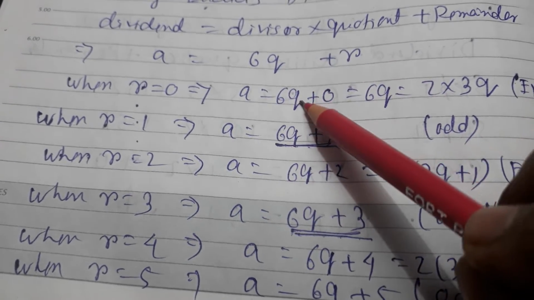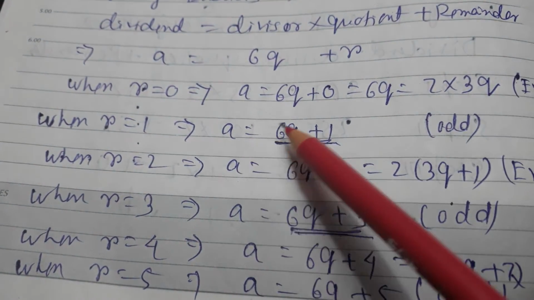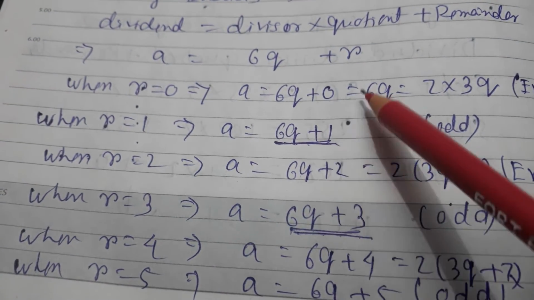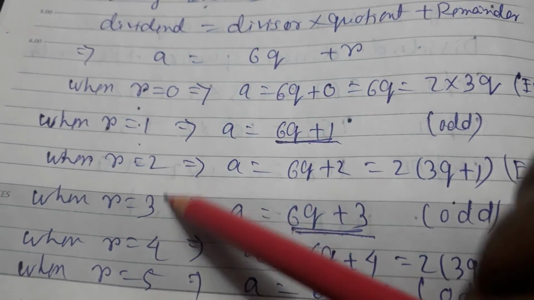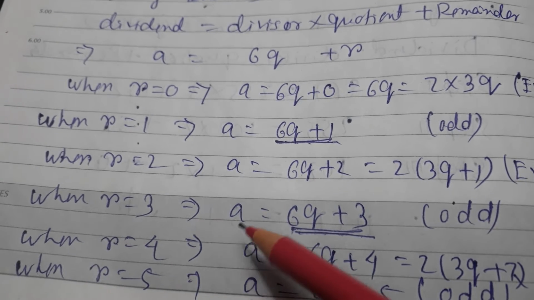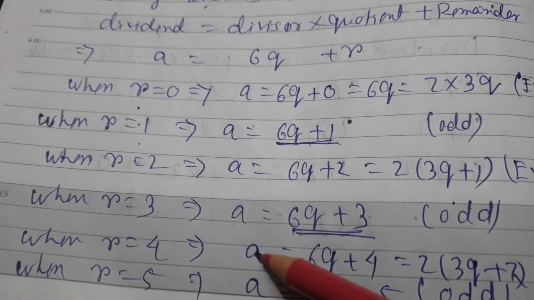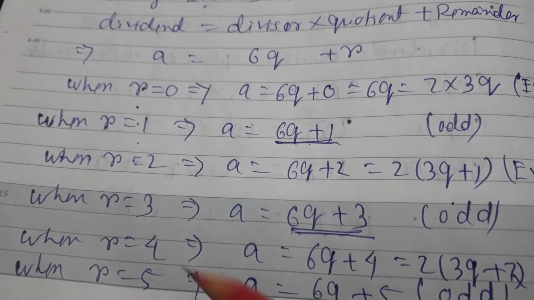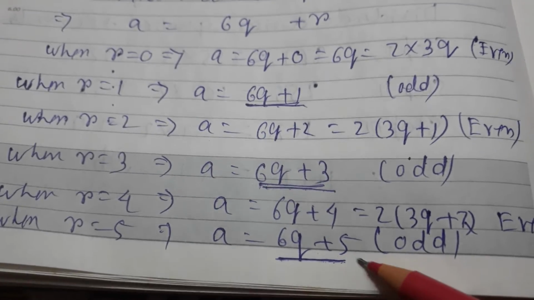So A equal to 6Q plus 0. And when R equal to 1, A equal to 6Q plus 1. I have only put the values of R. When R equal to 2, A equal to 6Q plus 2. When R equal to 3, A equal to 6Q plus 3. When R equal to 4, A equal to 6Q plus 4. And when R equal to 5, A equal to 6Q plus 5.